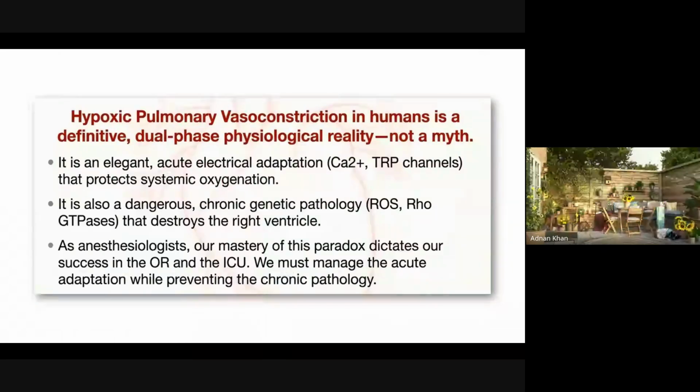Now, keep in mind that hypoxic pulmonary vasoconstriction in humans is a definitive dual-phase physiological reality. It is an elegant acute electrical adaptation that promotes systemic oxygenation. It is also a dangerous chronic genetic pathology that destroys the right ventricle. We must manage the acute adaptation while preventing the chronic pathology.